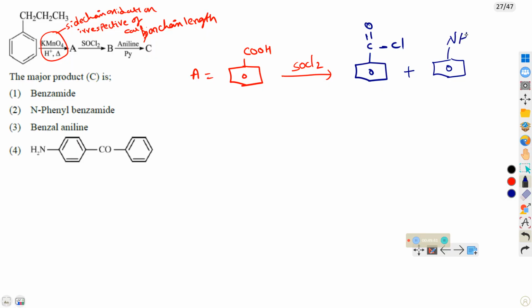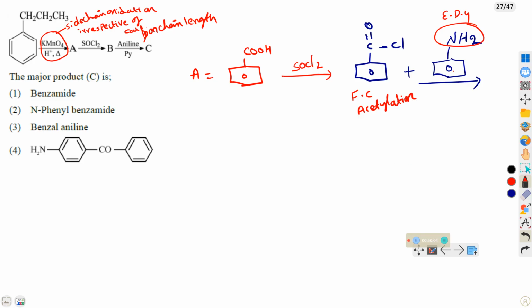C6H5NH2. Which reaction is this? Aniline. NH2 is an electron donating group. It looks like RCOCl. RCOCl means which reaction takes place? Friedel-Crafts acetylation takes place.